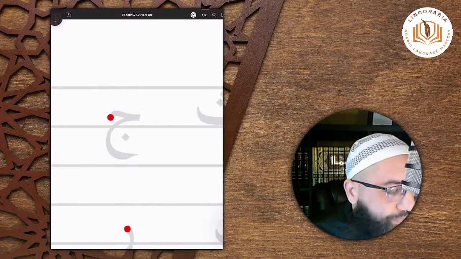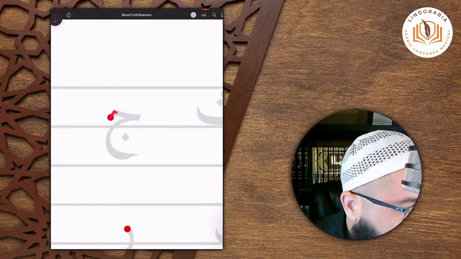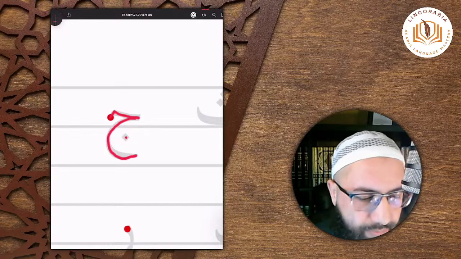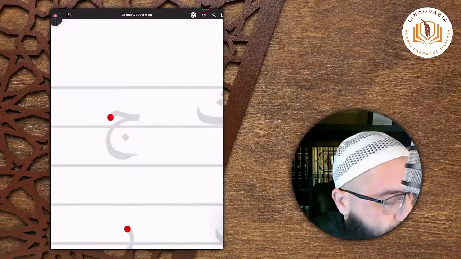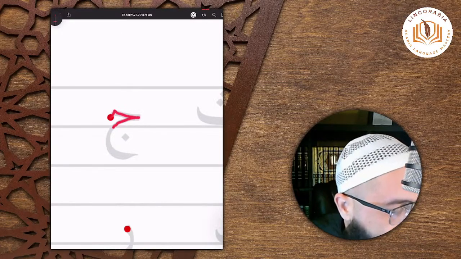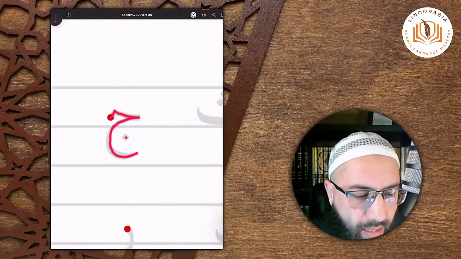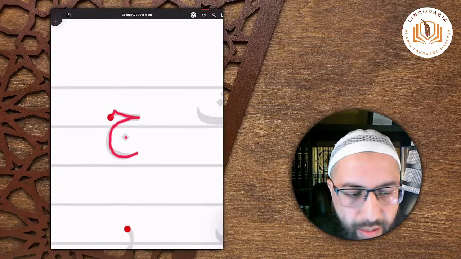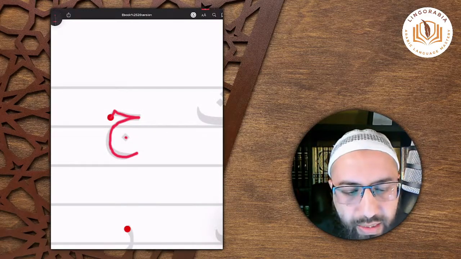So guys, is this clear? The Jim, how you should write it. You go up and you go sidewards and then you go like this. And afterwards you add the dot. You go a little bit up, then you go sidewards, and then you finish the shape. And then you place the dot at the end. All clear? Any questions? If it is all clear, put a 1 in the chat.